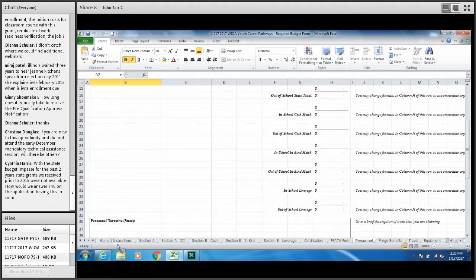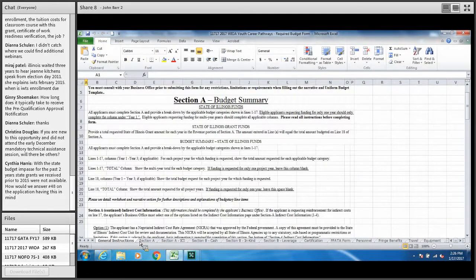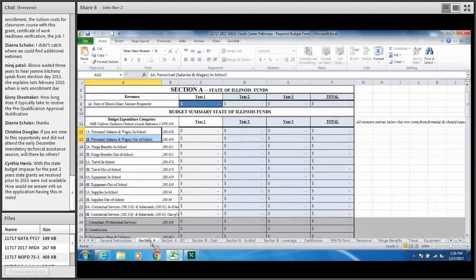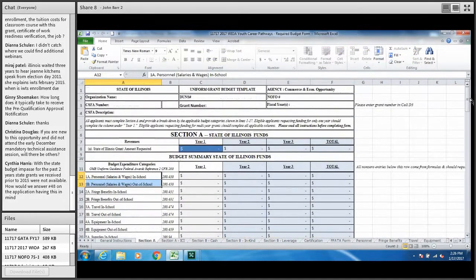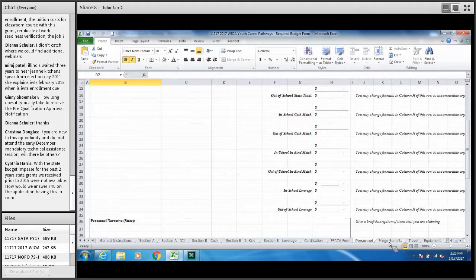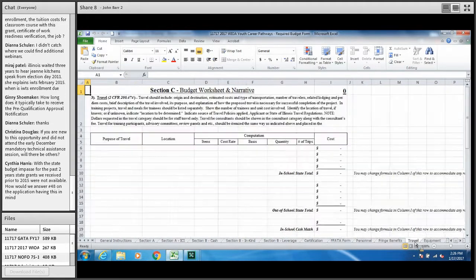So again, just to go back, tab 1 is the general instructions that should correspond to everything that you see behind it. Section A is the part where you can fill the top information about your organization. The information in Section A will populate from the specific detail in these line items: personnel, fringe benefits, travel, equipment, et cetera, et cetera.